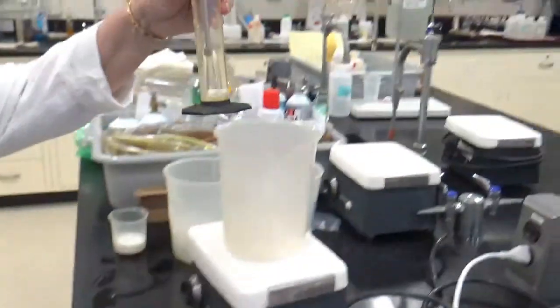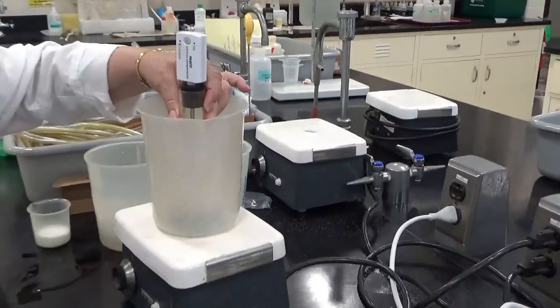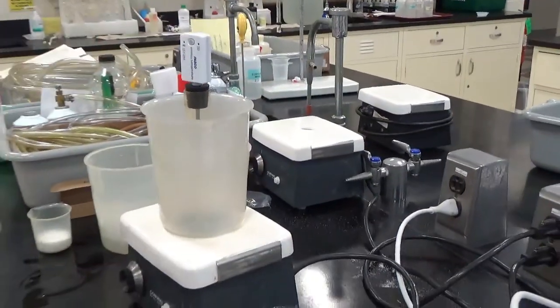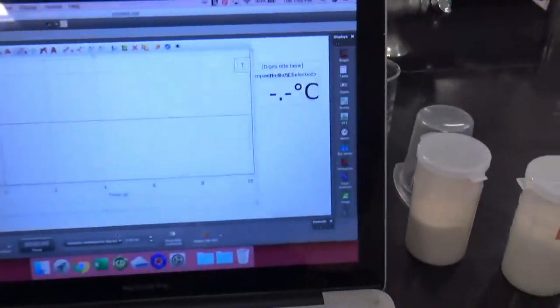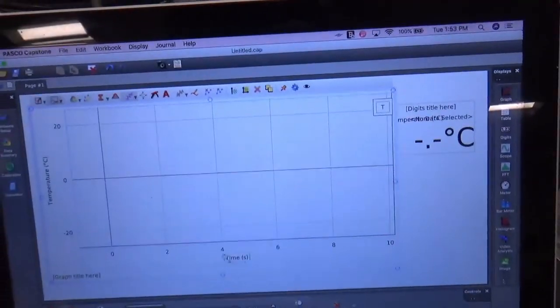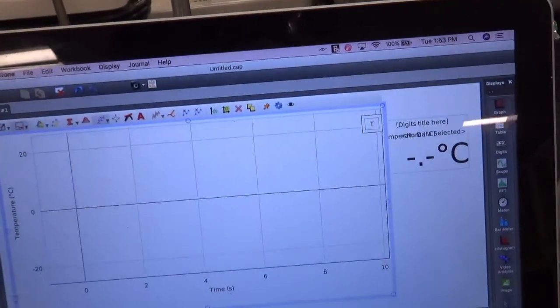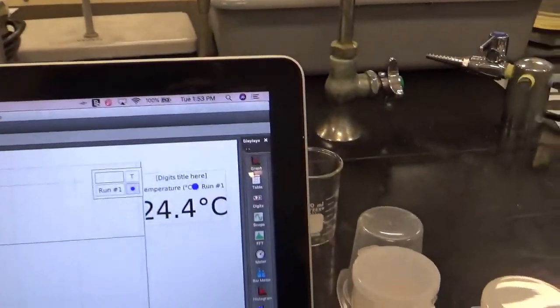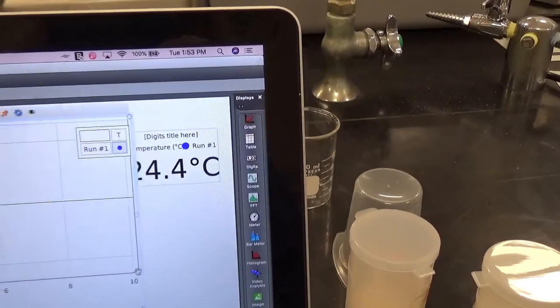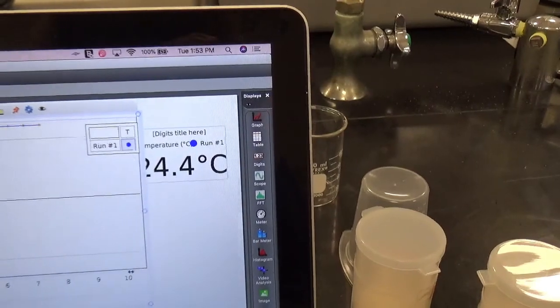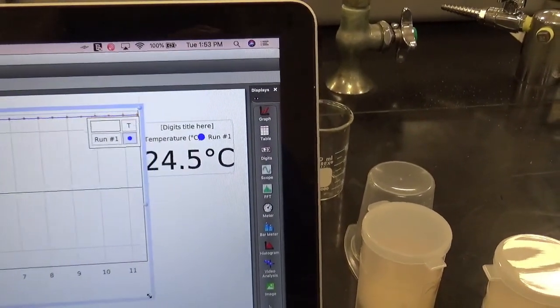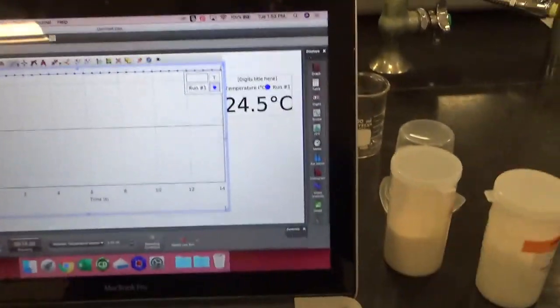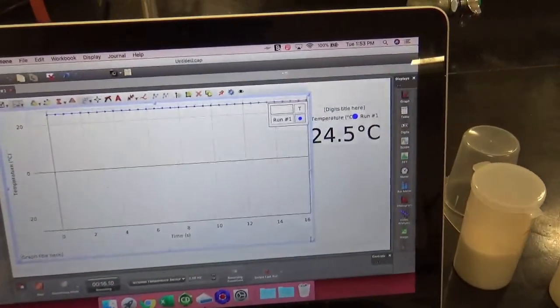All right, and we are going to build a bath around it, but first we're going to start the temperature collection to see what our original temperature collection is. So it should be at room temperature, pretty much. Looks like it's at 24.4. So I'm going to let that run for a few minutes, and I'm going to build the bath just like I did before. So let's let that go, and I will build the bath as I go along here.